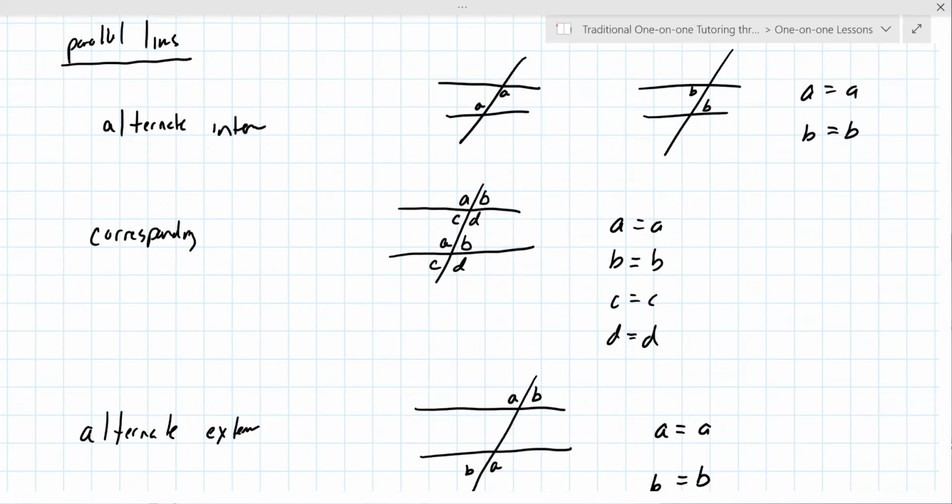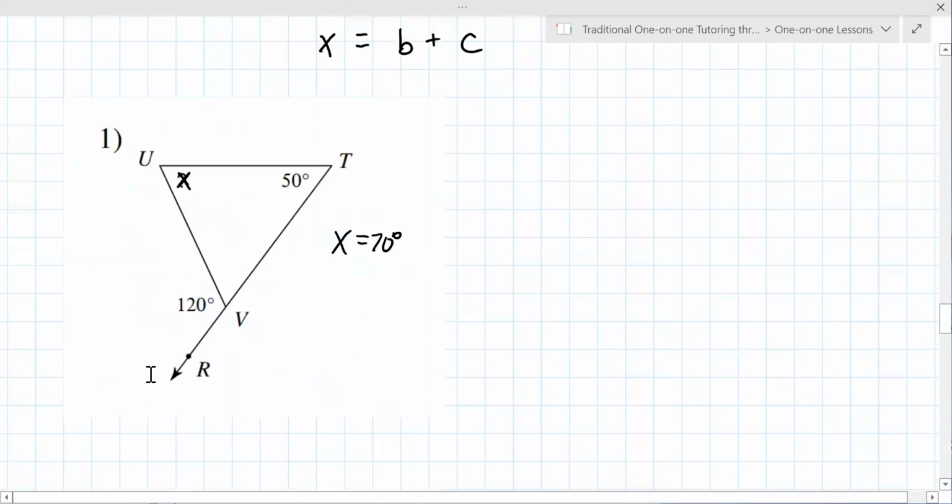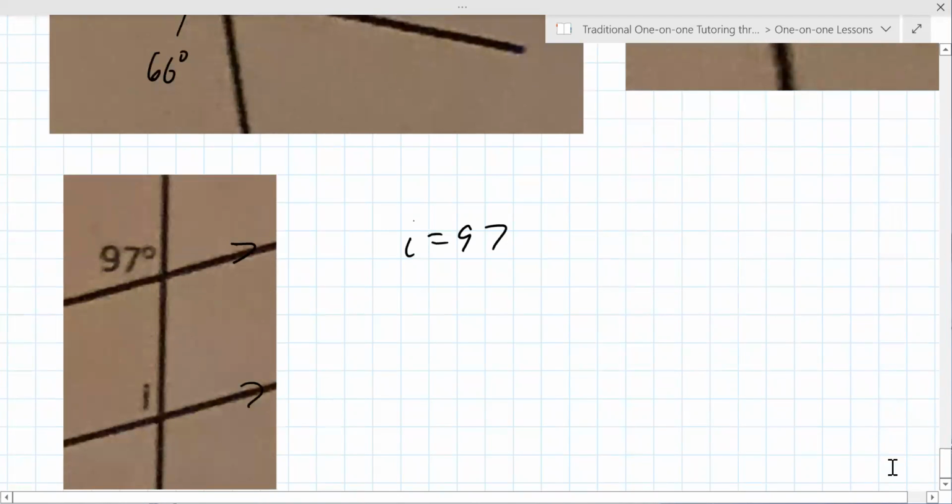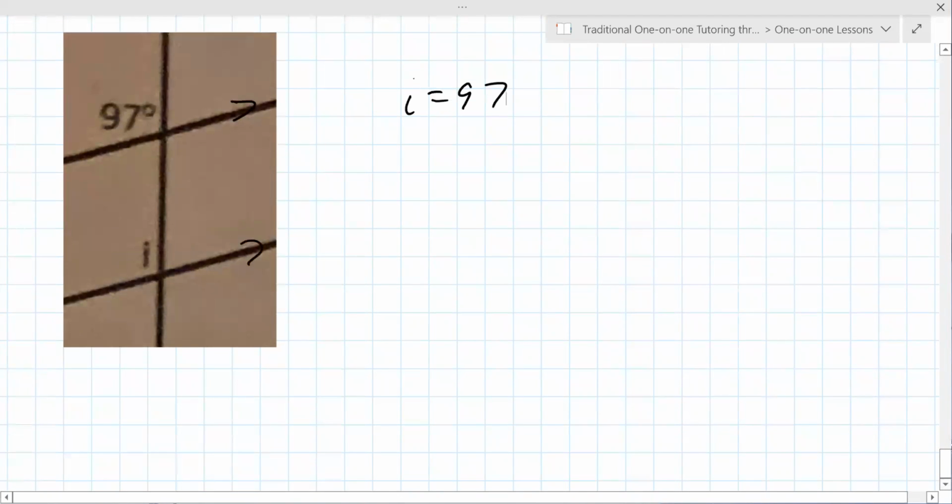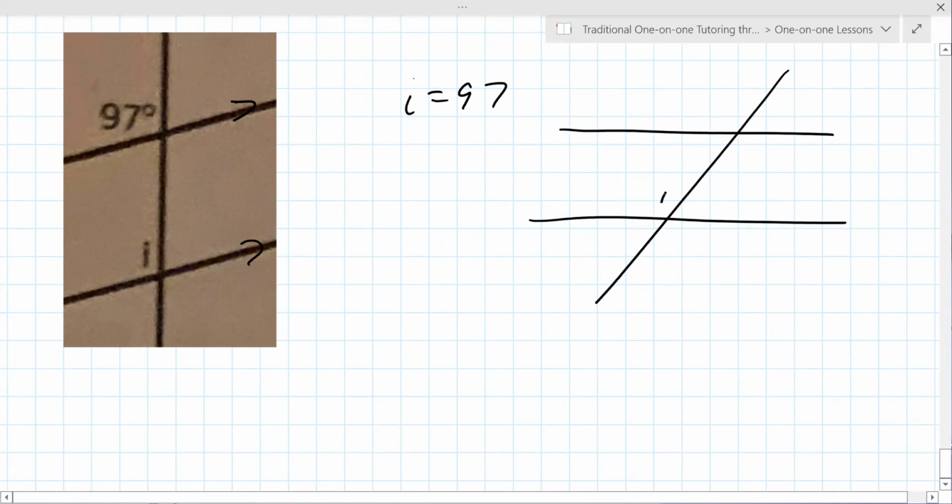So would it be corresponding or would it be alternate? Because they're both going to be the same number, which makes them correspond. So alternate interior would be like I and 63 degrees, because they're in the interior and they alternate over the transversal.